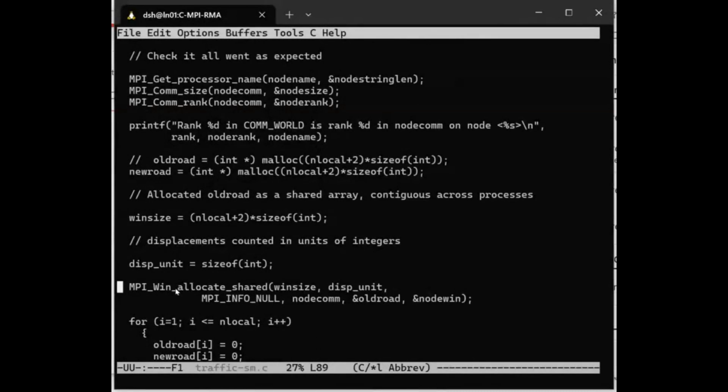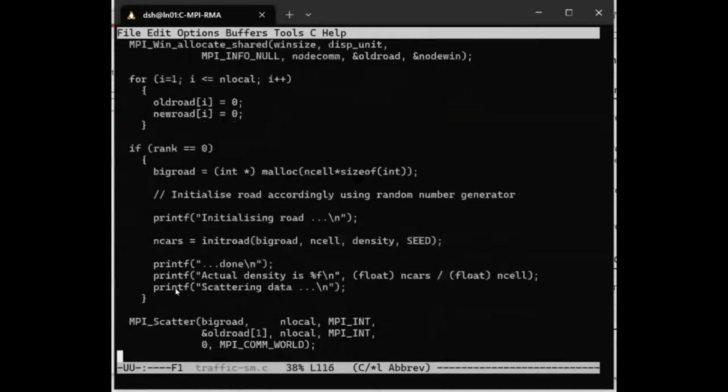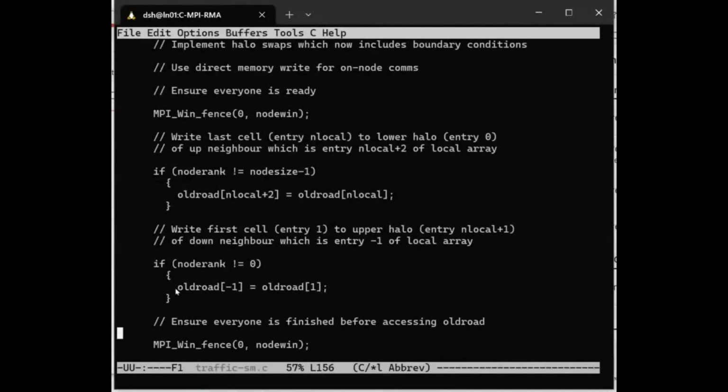So we do the code we've already seen. The MPI win allocate shared. Then all this code is just the same as it was before, except here, instead of send receive as we had in the other code, I do a win fence. I am writing the halo data to my neighbor, writing the halo data down the way, and then I fence. So that section of code on node does the halo swapping.